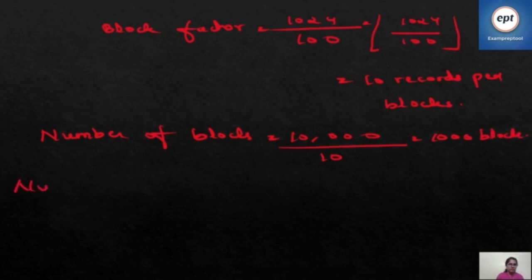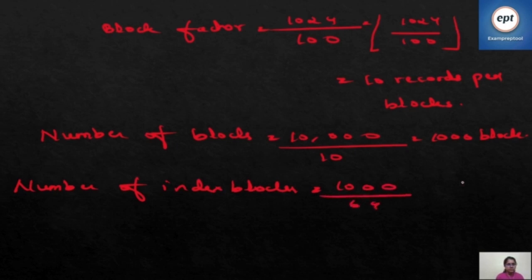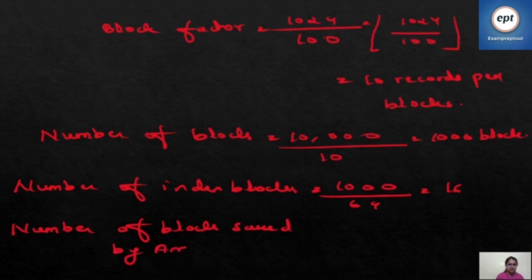And now the number of index blocks equals 1000 divided by 64. So now it will be 16. Then the number of blocks saved by Amy is 157 minus 16, so it will be 141.